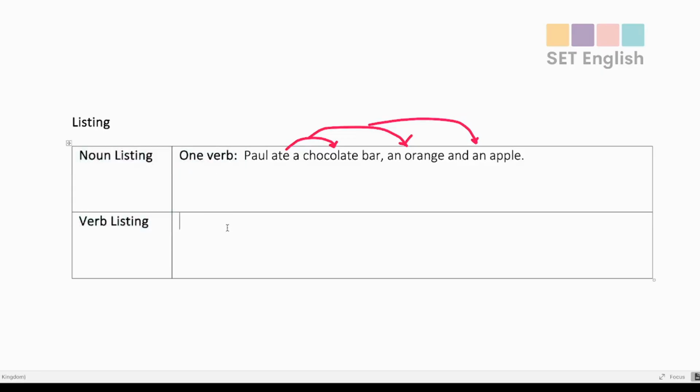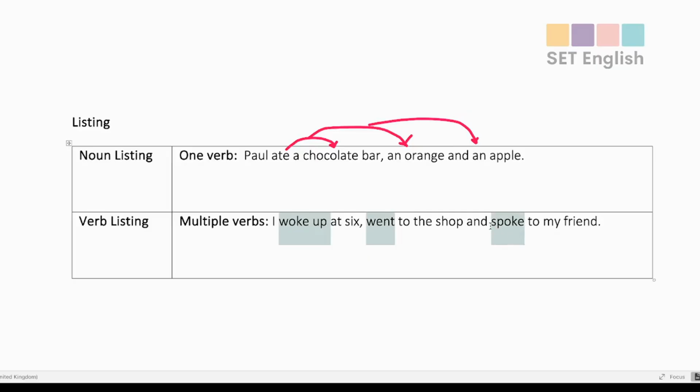Now with a verb list, you've got multiple verbs. So now what we're doing is something like this: I woke up at 6, went to the shop, and spoke to my friend. Now we've got multiple verbs. And what are they? Well, I woke up, I went, I spoke. All right, so they're all verbs.